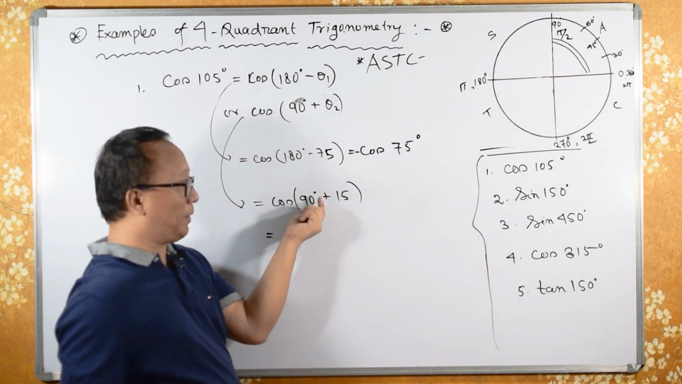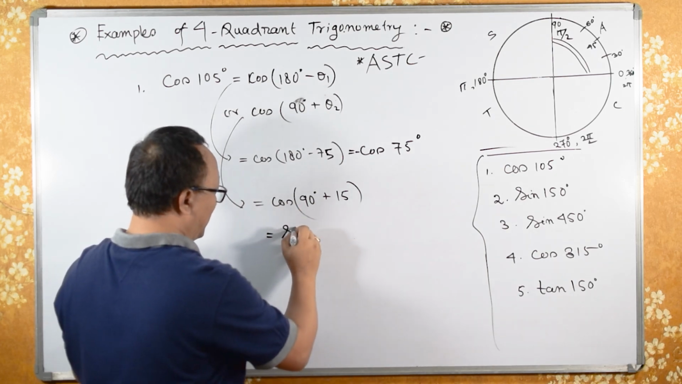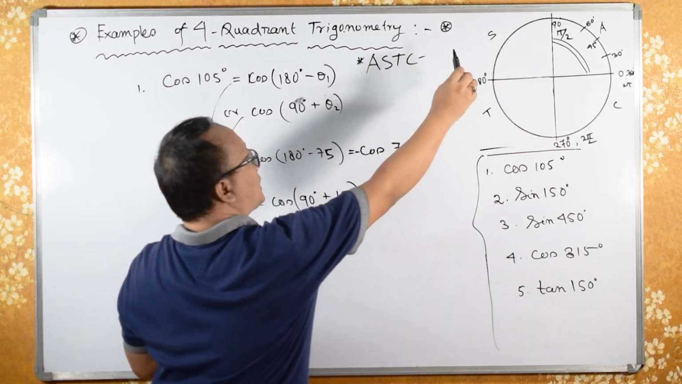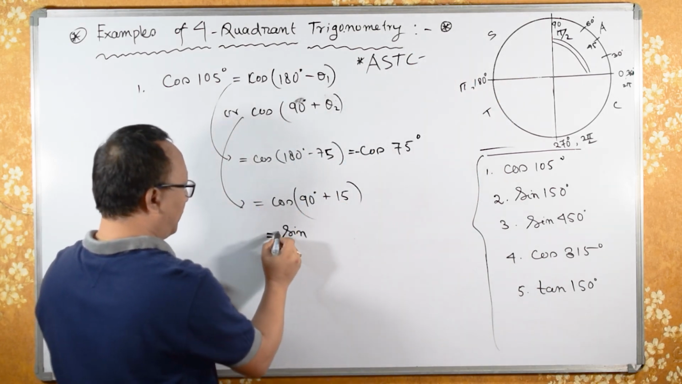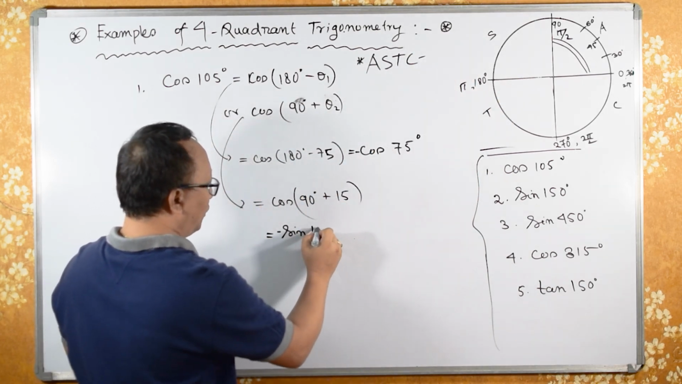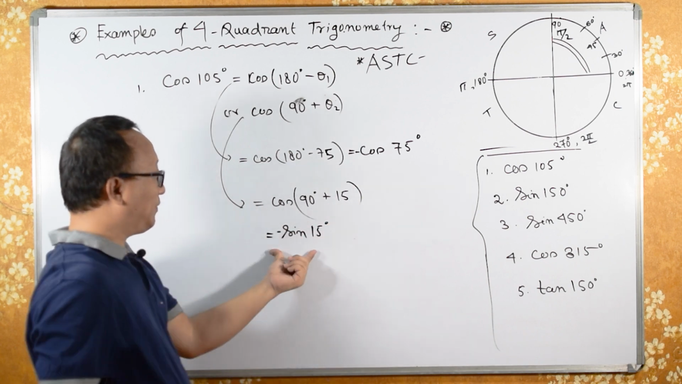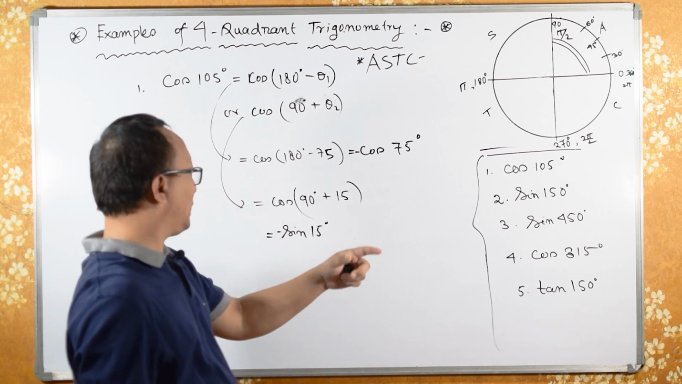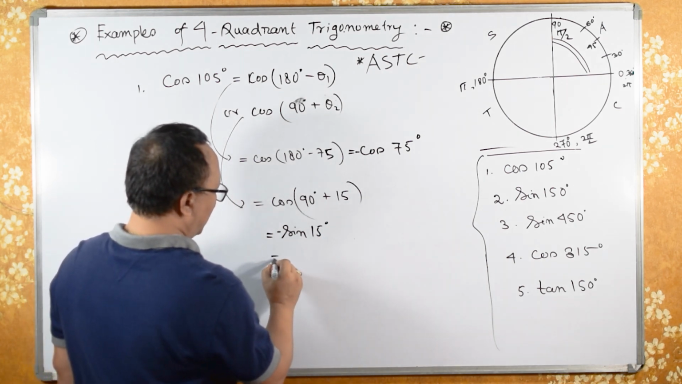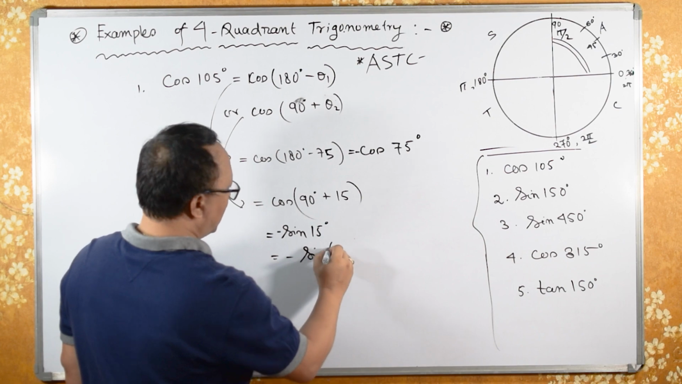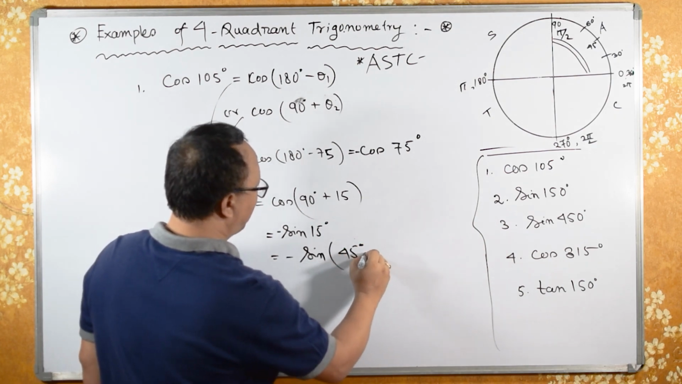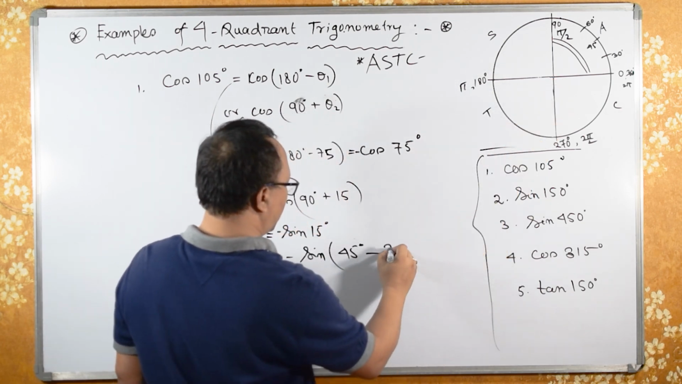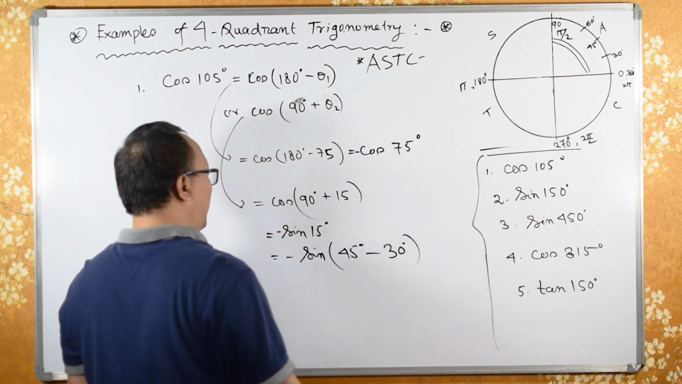Since it is not a multiple of pi, cos will go to sin. And since only sin is positive in this quadrant and cos was there, it will be minus, and it will go to 15 degree. Sin of 15 you can also find from the calculator, or what we can do is minus sin 15, which is the same as sin of 45 minus 30.